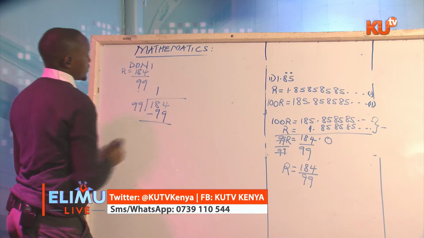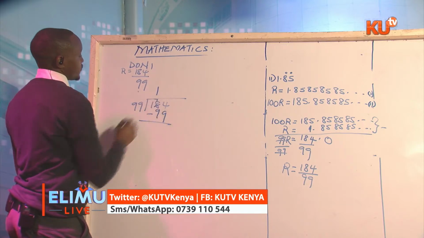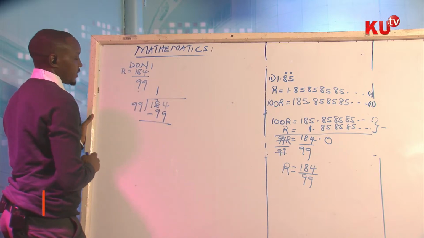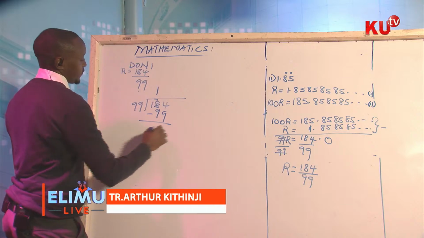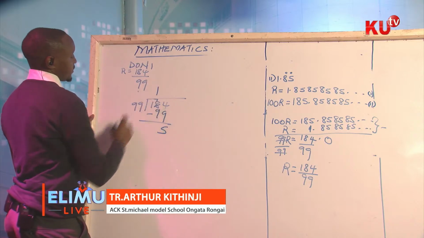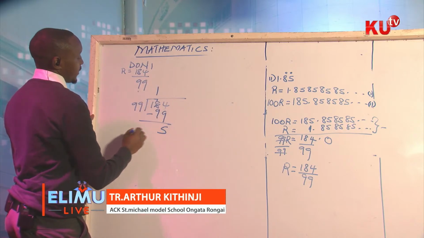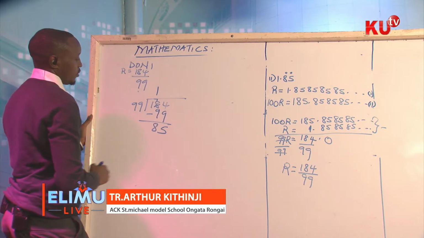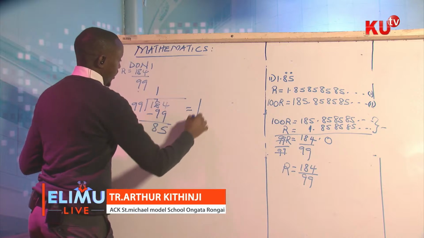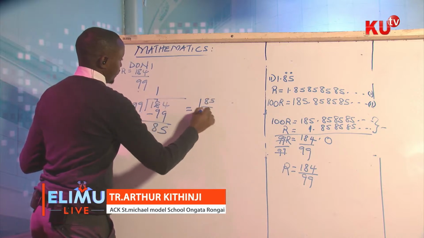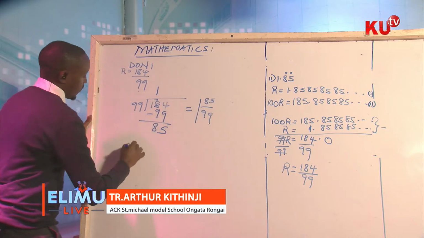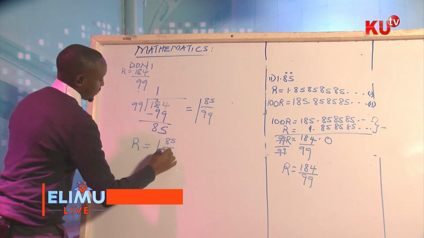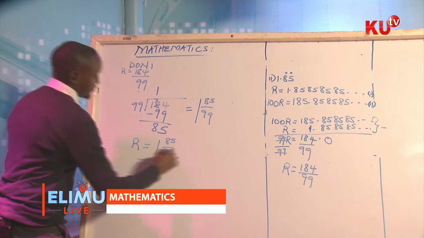When we subtract these, we borrow 1 here, we are left with 7. This becomes 14. 14 minus 9 is 5. And then we have 17. 17 minus 9 is 8. So our fraction will be 85 all over 99. Therefore, our R is one whole number, 85 all over 99 as a fraction.